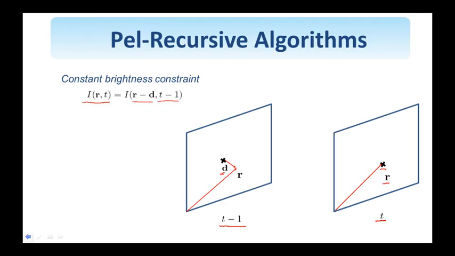I will denote r minus d by r bar here, and therefore the equation is going to look like this. So I of r, t is going to be equal to I of r bar, t minus 1. We assume that we have an initial estimate of the displacement field, which we denote by d of I, and this is shown here. So somebody gave us this initial estimate, and of course we'll discuss how we can find this initial estimate.